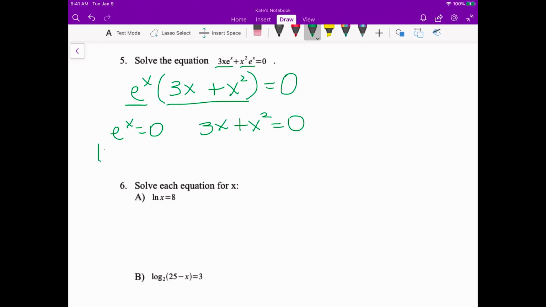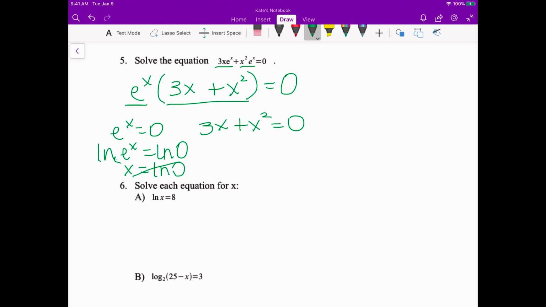So I end up with the natural log of e to the x equals the natural log of 0. Again, because natural log has a base of e, and when my log base and my exponential base are the same, it just equals the exponent. So I end up with x equals the natural log of 0. We cannot take the natural log or any log of 0, so that solution will not work.